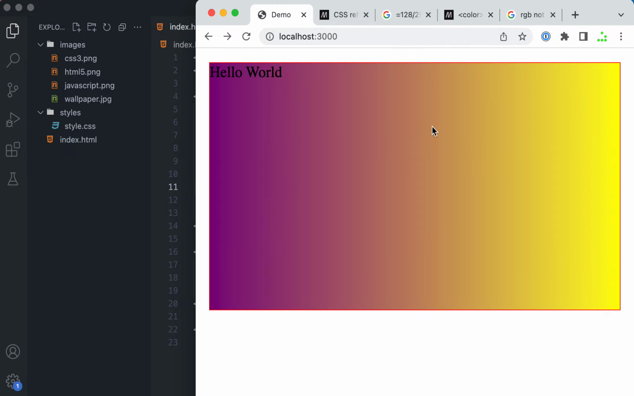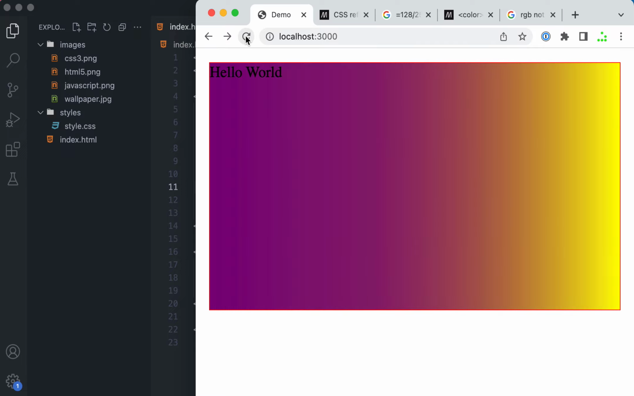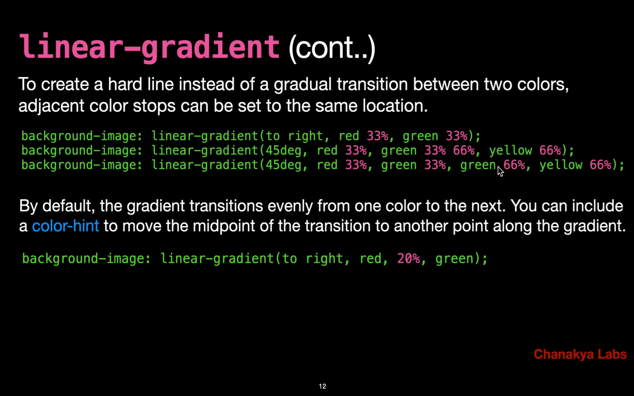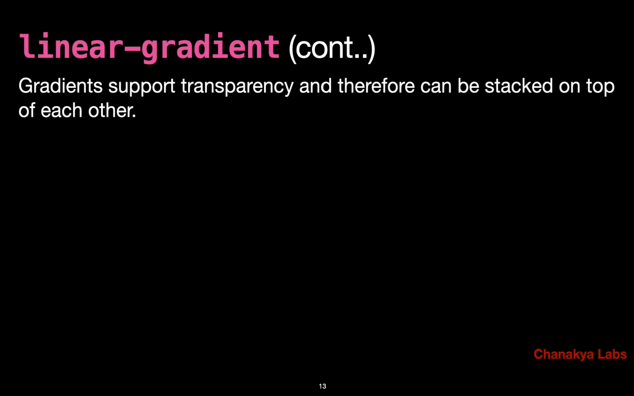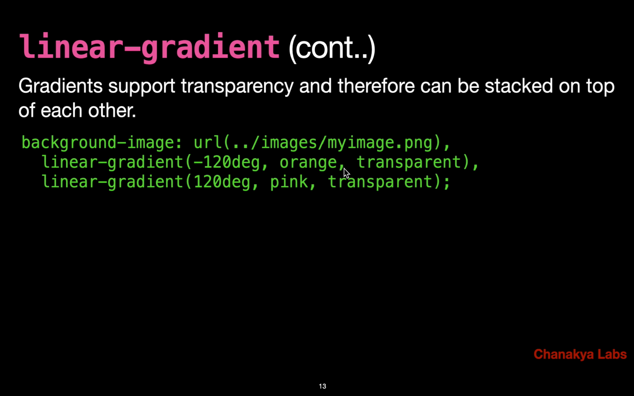When I refresh, you will see that this purple shade will be shifting towards the right. See, it has shifted towards the right. Why? Because half of the transition has happened till 75%, and again in 25% the rest of the transition has happened, and that's why this effect is coming. Okay, this is called color hint. And then we will see that gradients support transparency and therefore can be stacked on top of each other.